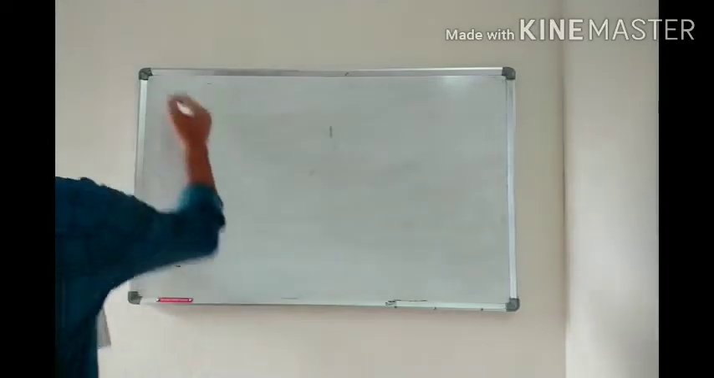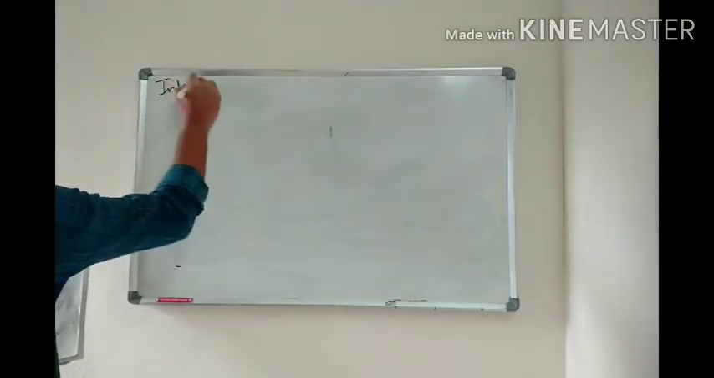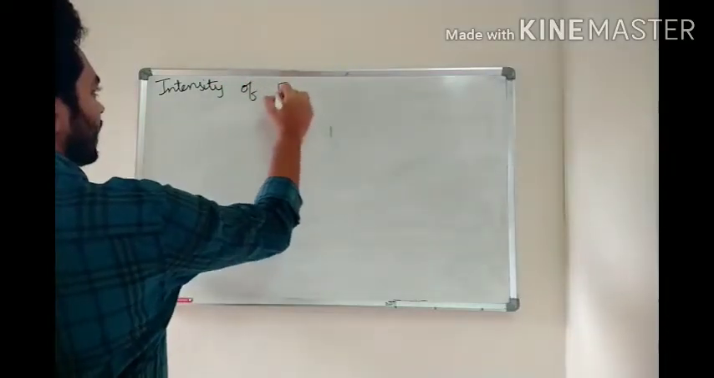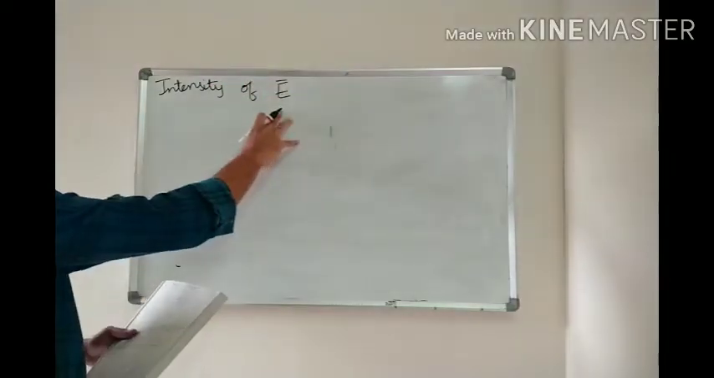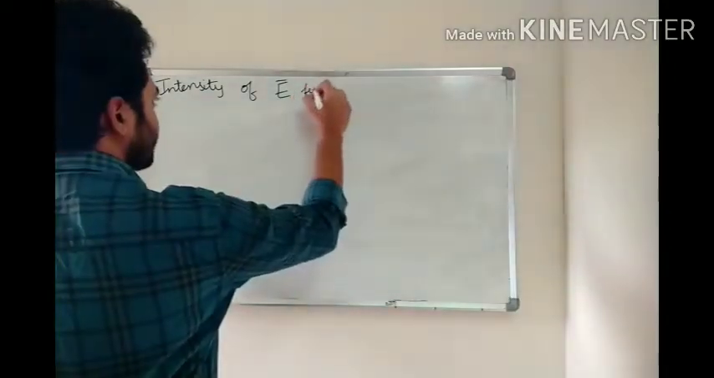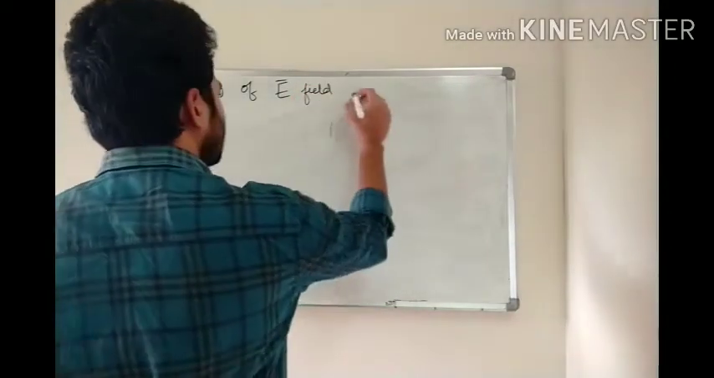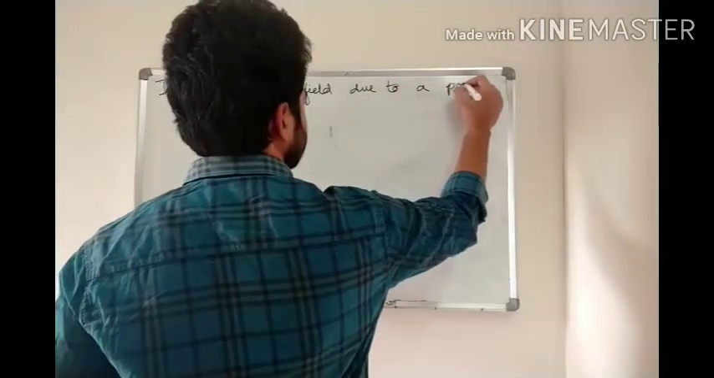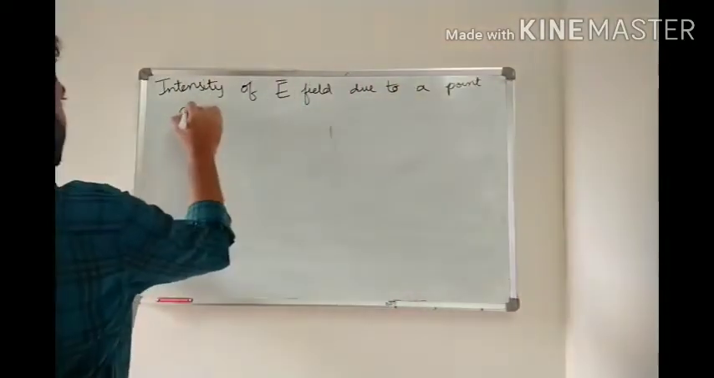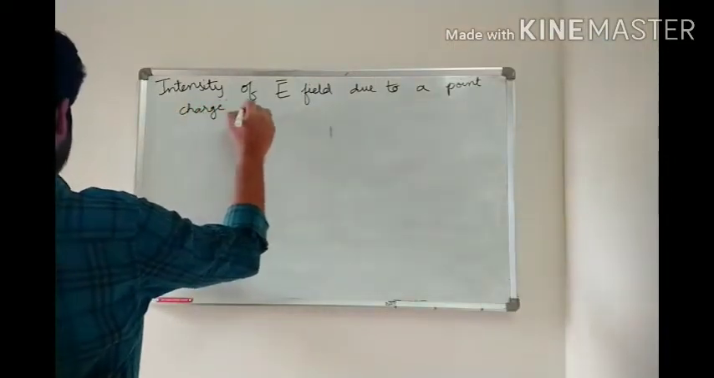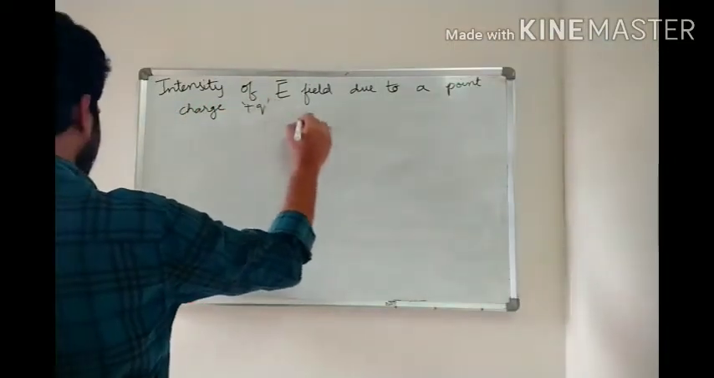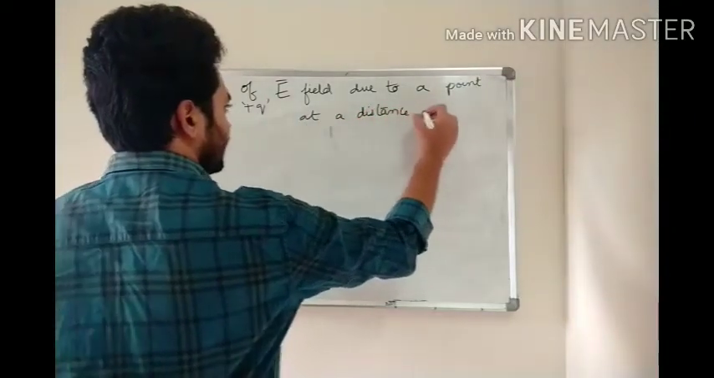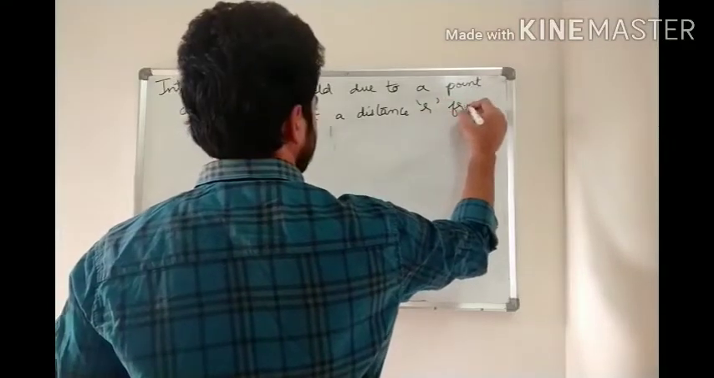So the next topic is intensity of electric field. I am going to write E with a vector on top: electric field due to a point charge, positive Q, at a distance R from it.